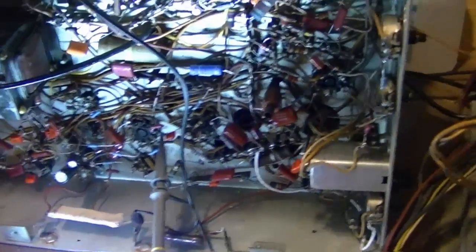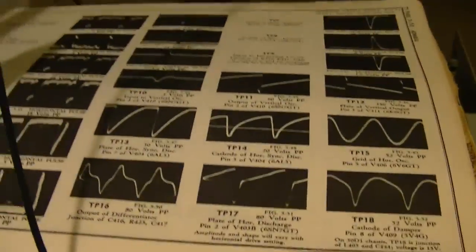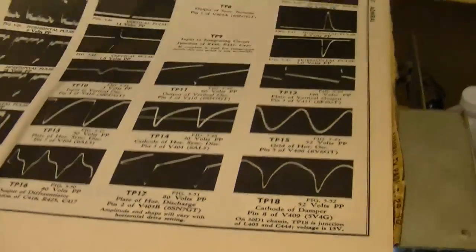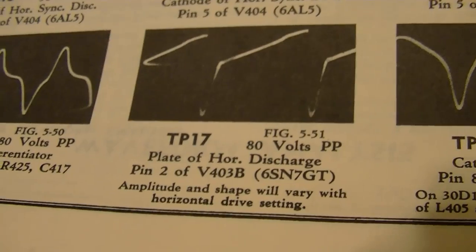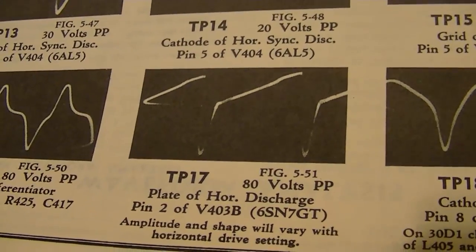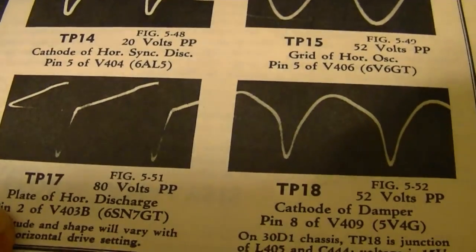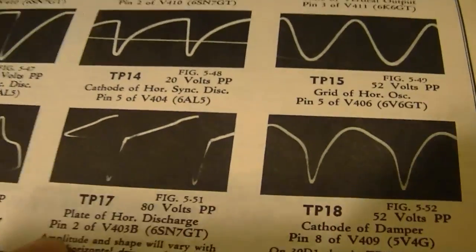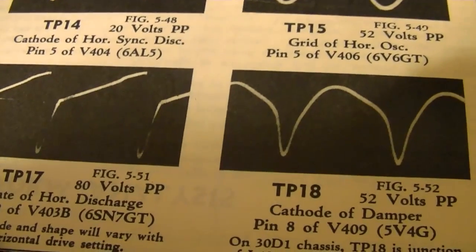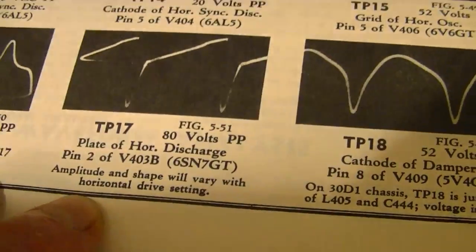Alright, enough with speculating what might be wrong. Time to get out some test equipment. So I've pulled out the Rider service info, which has a bunch of great oscilloscope waveforms. It tells you where to hook up your scope and what you should see. Right now I am checking the plate of the horizontal discharge tube, and they say it should be 80 volts peak to peak, and the amplitude and shape will vary with the horizontal drive setting.